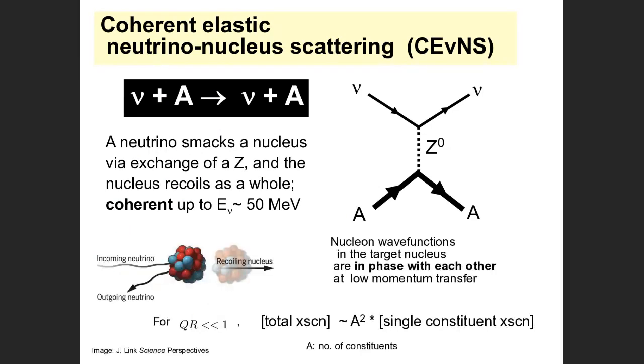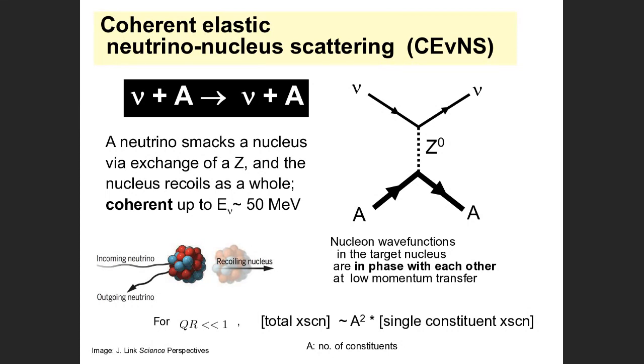To make that criterion for coherence a little more quantitative, it's when you have the momentum transfer Q times the size of the nucleus small. This is the quantitative condition for coherence. The result is that you have a total cross-section which scales as the cross-section off a single constituent times the square of the number of constituents. Basically, you can think of that as all of the nucleon wave functions in the target nucleus being in phase with each other, so that to the neutrino, the nucleus just looks like a single blob, like a single point without substructure.